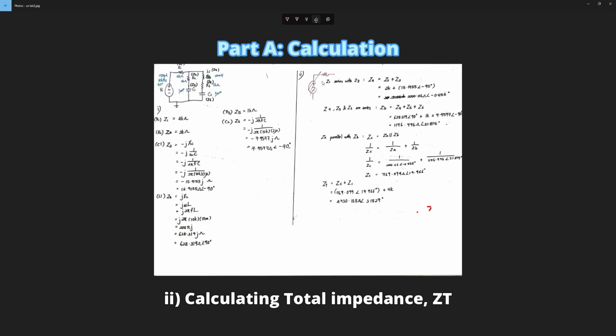Okay, the second part is to find the value of total impedance, which is ZT. Firstly, we want to find Z2 in series with Z3. The formula given, ZA is equal to Z2 plus Z3. So we got the answer 2000.06 ohm with negative 0.456 degrees.